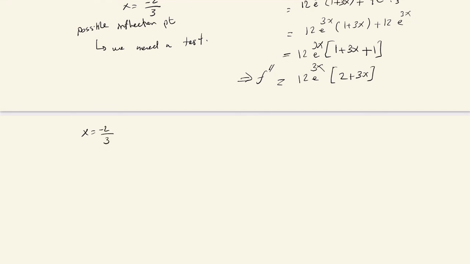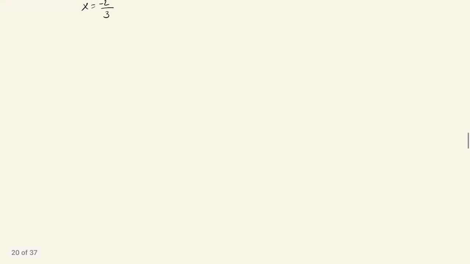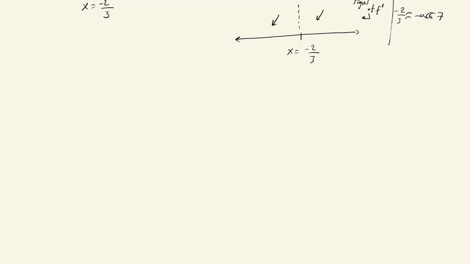Again, x is our possible inflection point, minus 2 over 3. Then I'm gonna draw the x-axis. I'm gonna mark our possible inflection point, and note here, negative 2 over 3 is approximately negative 0.667. So now I wanna see what the signs of the second derivative are around this possible inflection point. So I'm gonna pick a value that is larger than x and then a value that is lower than x, and I want to see the signs in there. So here I picked positive 1 and negative 1.